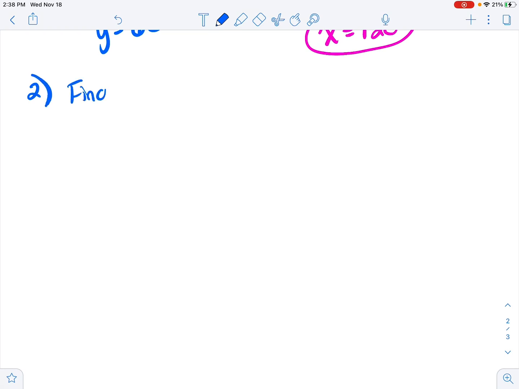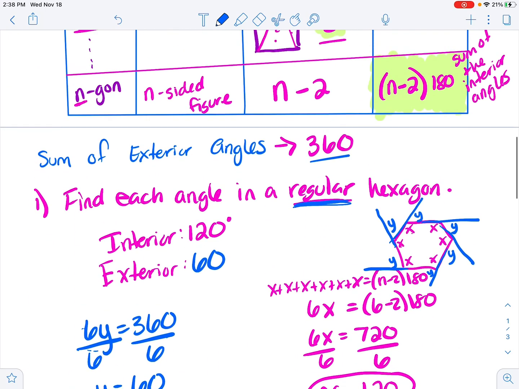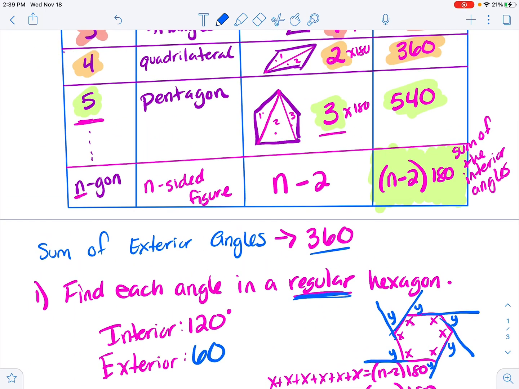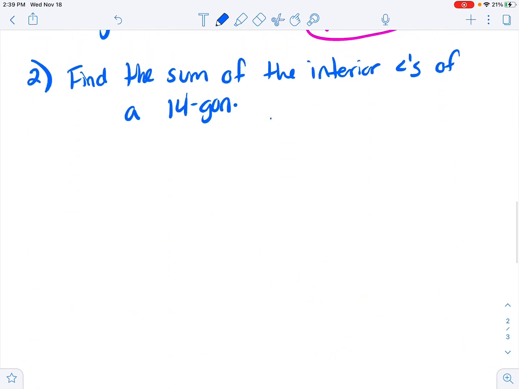So find the sum of the interior angles of a 14-gon. Okay, we'll go back to your equation. Our equation that we highlighted in green up here, n minus 2 times 180. That's the sum of the interior angles.